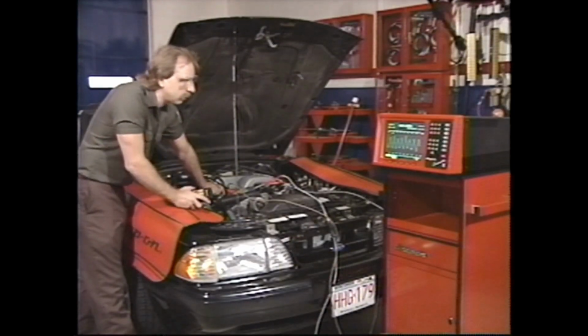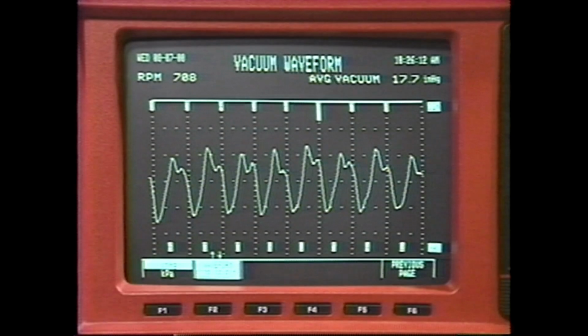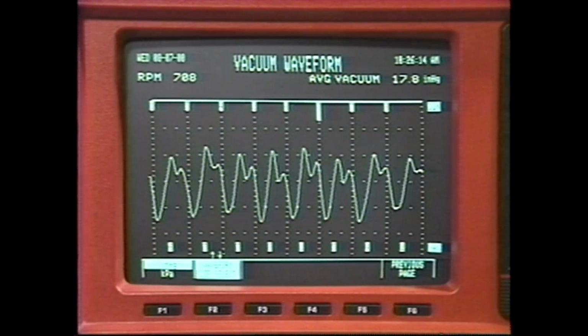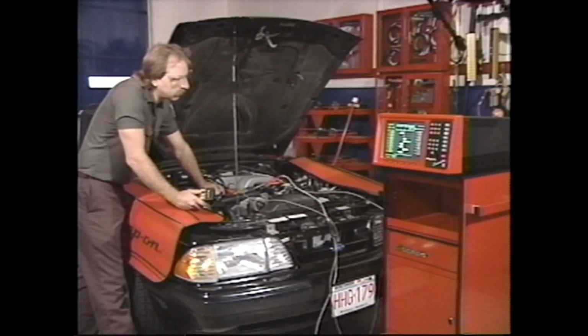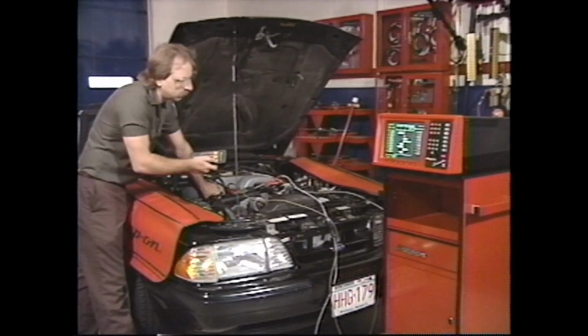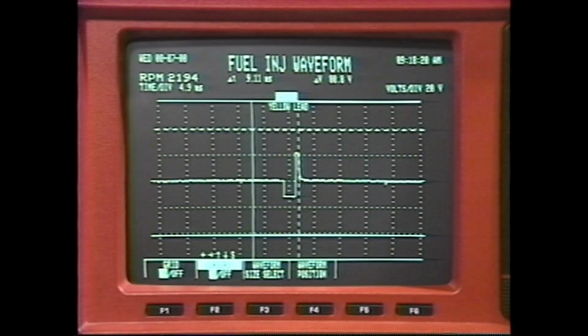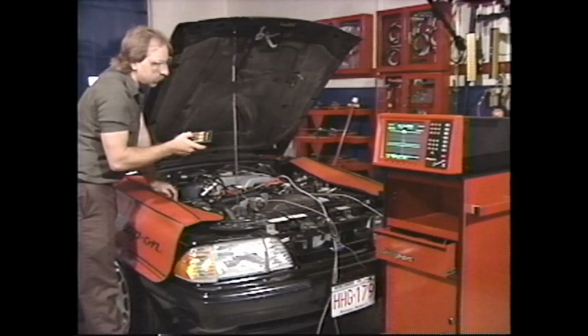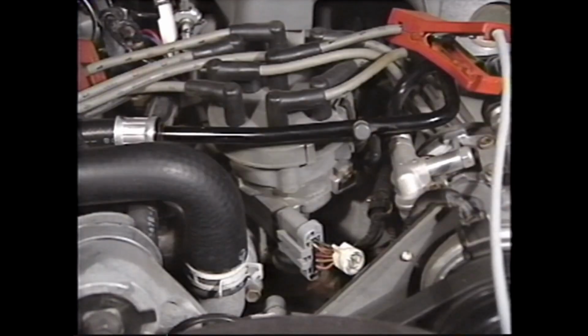The vacuum waveform looks normal, so it doesn't seem to be a mechanical problem. The cylinder time balance screen is normal too. It's not a triggering problem. The fuel injector waveform is normal. The pulse width is correct. This tells you that the fuel injector system is getting a good signal. But it doesn't tell you that the fuel injection system is operating properly.